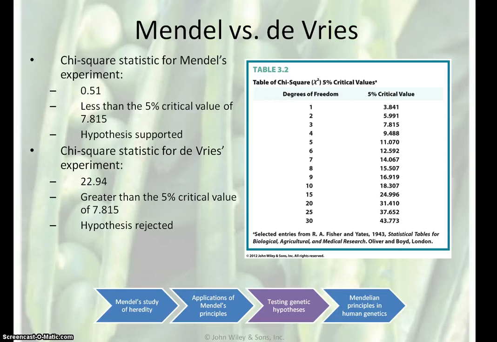However, for de Vries, again, a dihybrid cross, so again the same degrees of freedom, 3 degrees of freedom. We're looking at 7.815 as our 5% critical value. 22.94 is his chi-square statistic, obviously much greater than 7.815. We're going to reject that hypothesis. So his results do not support his hypothesis.